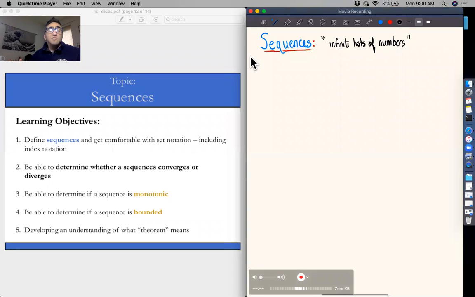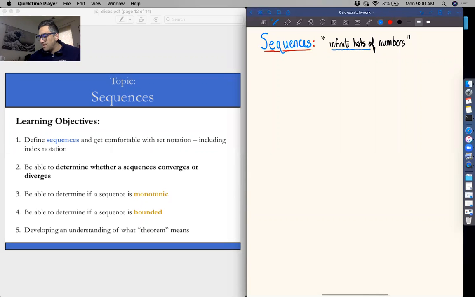Hello, so today in class, we're going to begin our journey into what are known as sequences. And sequences, as we'll see, are basically infinite lists of numbers. And the notation we use for sequences is basically coming from set theory and set notation, where say we have a series of a sub n from say n equals 1 to infinity.